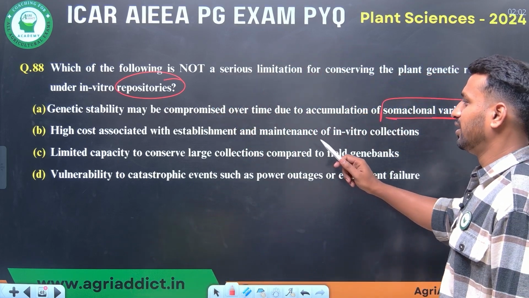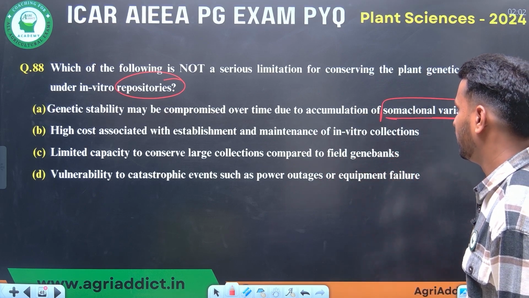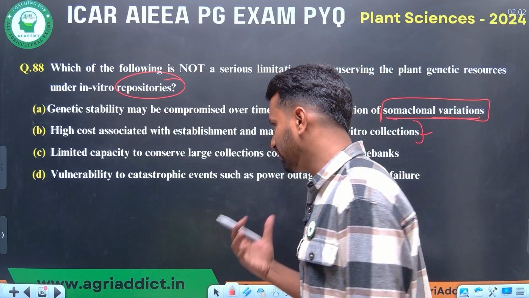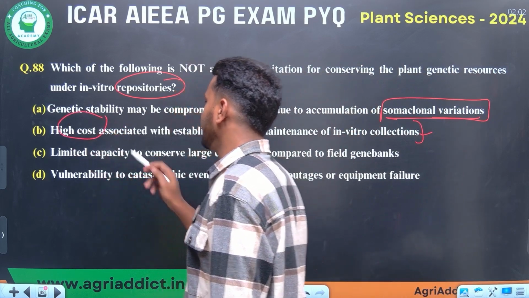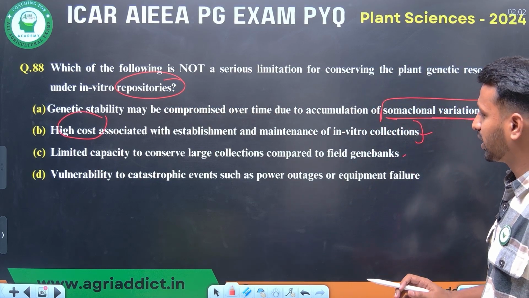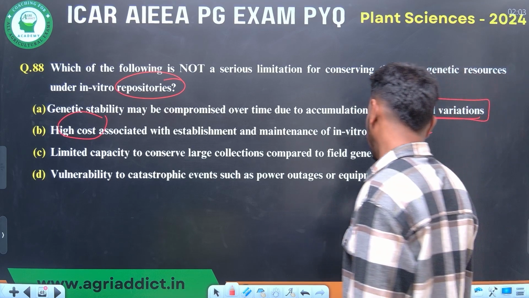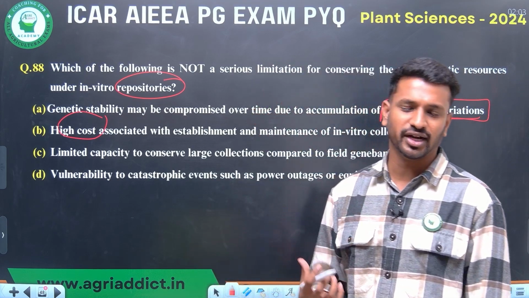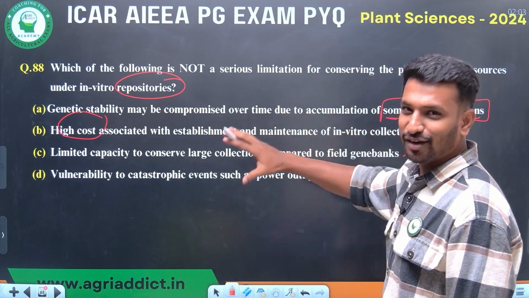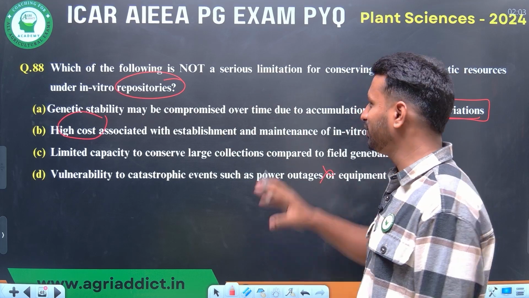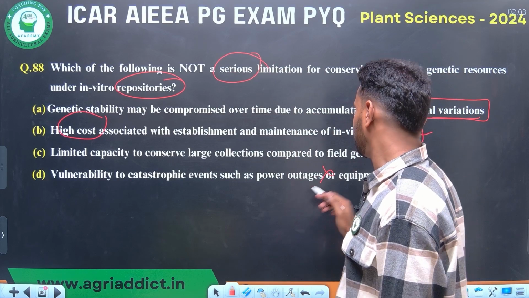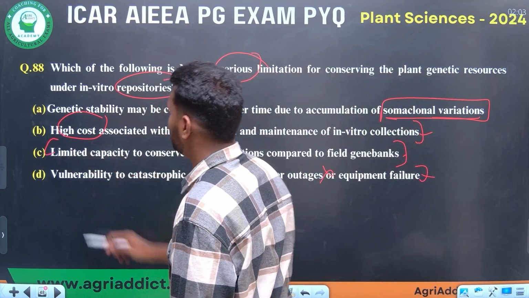And next, the high cost associated with the establishment and maintenance of in vitro. Okay, this is also true, in vitro will definitely have a higher cost to bear. Then limited capacity to conserve large collections compared to field gene banks. And vulnerability to catastrophic events such as power outages and equipment failure. Since we are doing it in artificial conditions, power is again the most important one. Although all of these options seem correct, we have to choose the one which is not a serious limitation. It is a limitation but not serious. So if you just think about this, the third one will be the answer, the capacity.